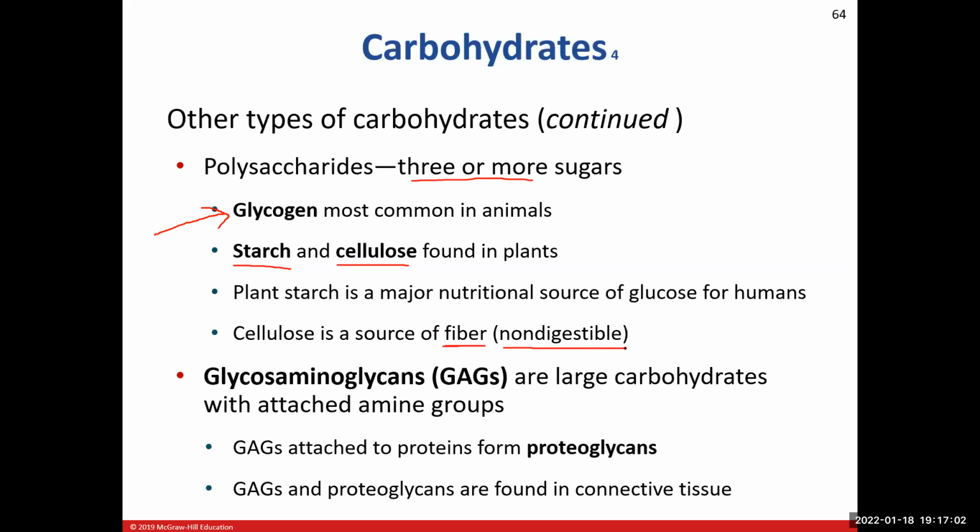Cellulose, it's a good source of fiber, which is good from a nutritional standpoint, okay? But we have difficulty breaking it down, right? So it's going to be a non-digestible component. Whereas starch, we can break that down.